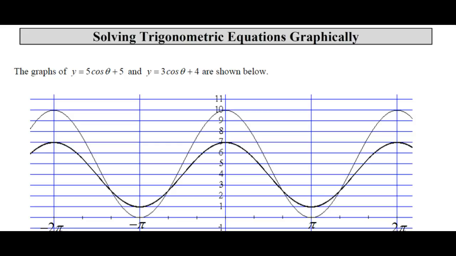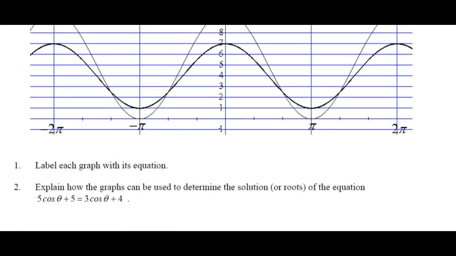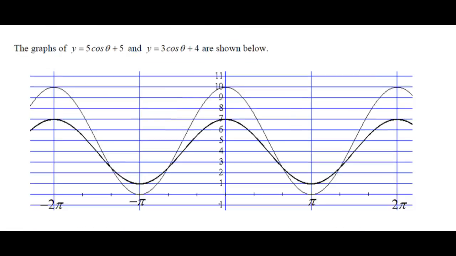Okay, solving trig equations graphically. That's better, right? Should have said something earlier. Why are you on the second page? The graphs of y equals 5 cos theta plus 5 and y equals 3 cos theta plus 4 are shown below. And we should be able to pretty much easily figure out which is which, right? Label each graph with its equation.